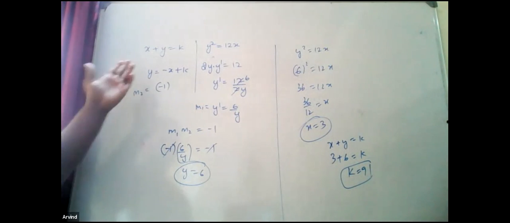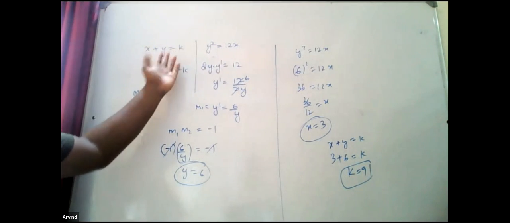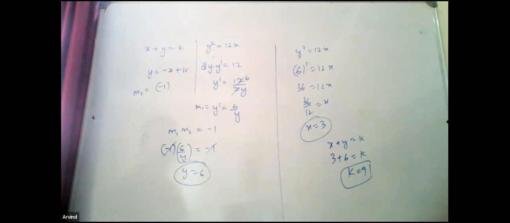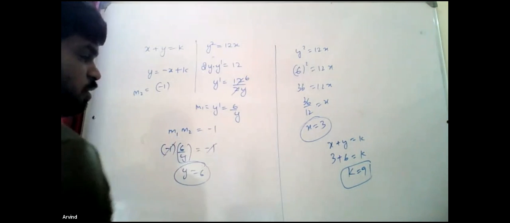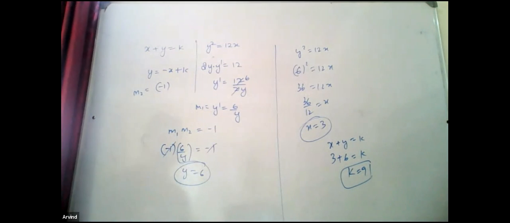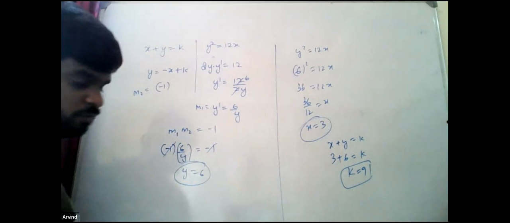So very simple. Since this is normal to this curve, if you multiply the slope of this and the slope of this, you should get minus 1, because if two lines are perpendicular, m1 into m2 is equal to minus 1. Using that, I got the value of y. Then you can find the value of x.